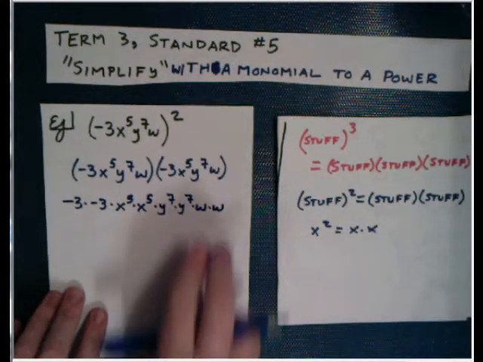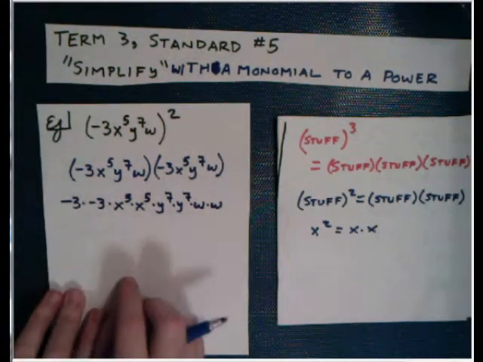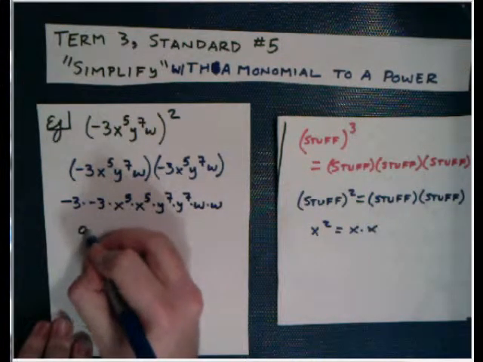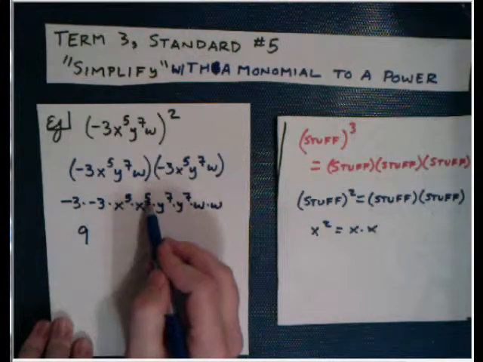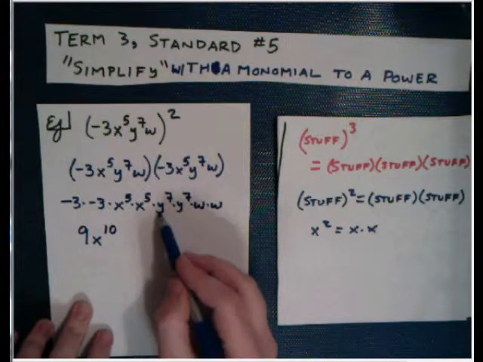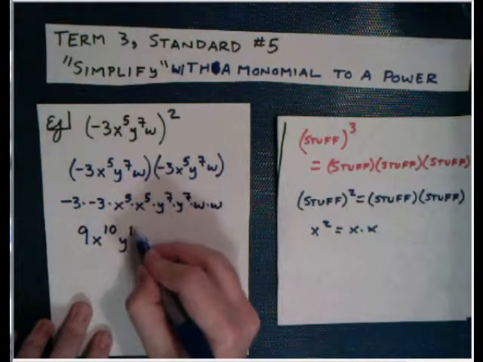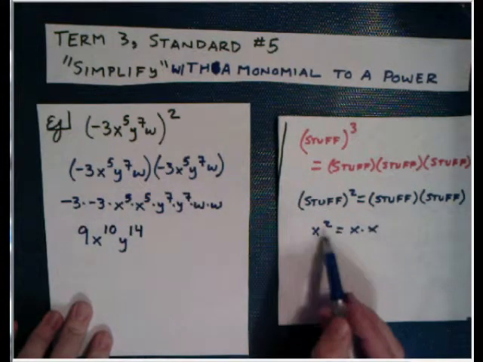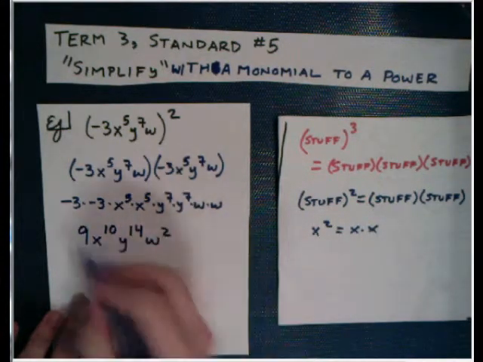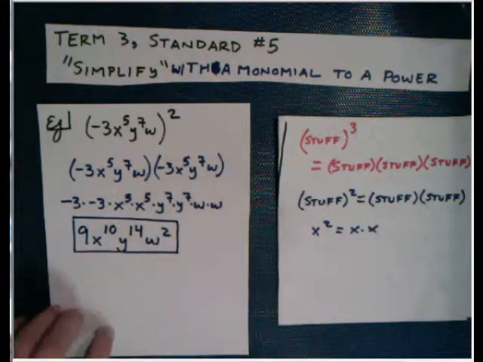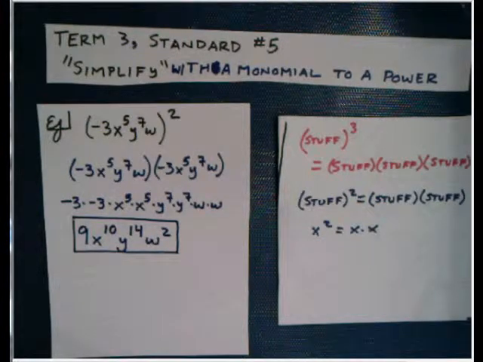Okay, so there we go. Everything's kind of matched with its partner. And so now we just got to actually multiply them. So negative 3 times negative 3 is going to be a positive 9. X to the 5th, x to the 5th, that's 5, 10. That'll be x to the 10th. Y to the 7th, y to the 7th is going to be y to the 14th. Then w times w is just like x times x is x squared. This will be w squared. And there's our final answer. 9x to the 10th, y to the 14th, w to the 2nd.